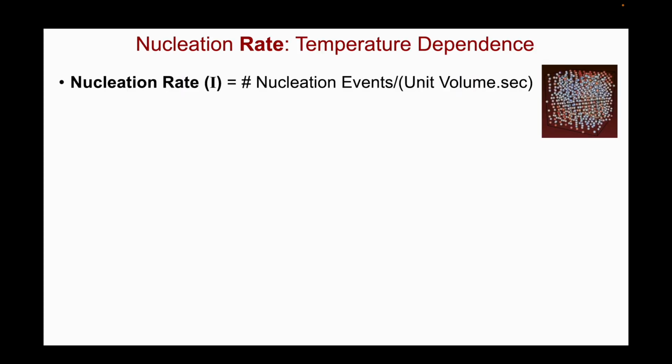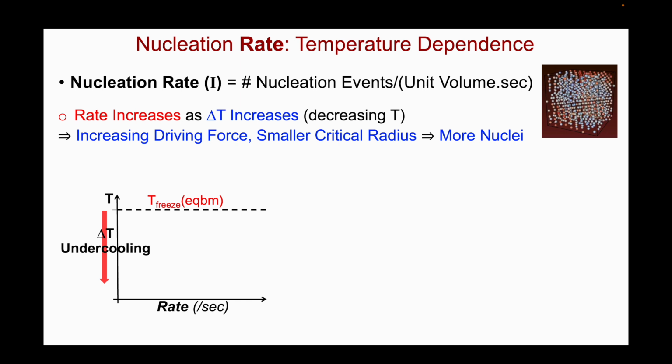Now we'll look at how the rate of nucleation, which is the number of nucleation events per unit volume per second, changes with temperature. By convention, the nucleation rate is actually given the symbol I for incubation. From before, we know the rate should increase as the undercooling increases, because of the increased driving force that's reducing the critical size and producing more nuclei.